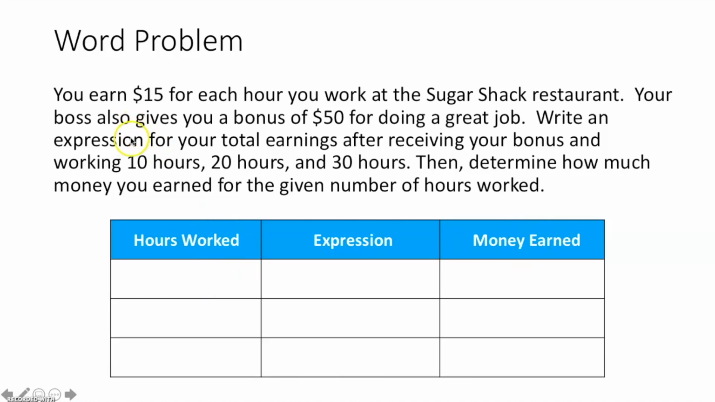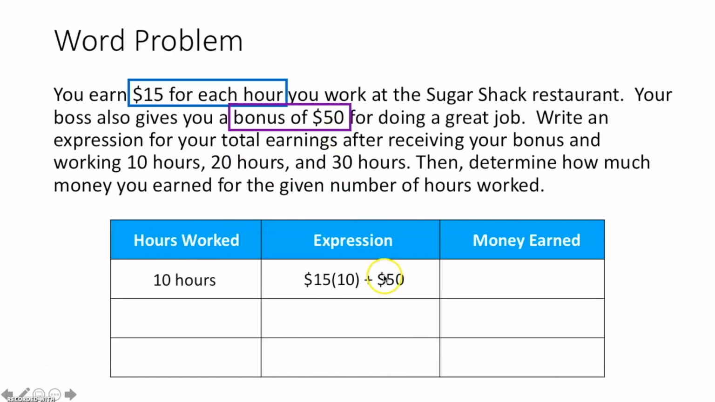So let's start with 10 hours worked. Our expression, how do we write that? Well, let's see. We have $15 for each hour you work. So that's going to be 15 times however many hours you worked. In this case, that would be 10. So 15 times 10 gives you how much money you earned after 10 hours. But also, you're given a $50 bonus. So we're going to add in $50. So it looks like this. 15 times 10 plus 50.